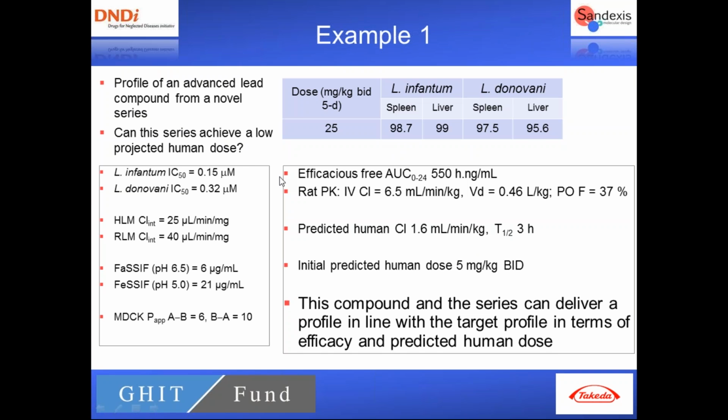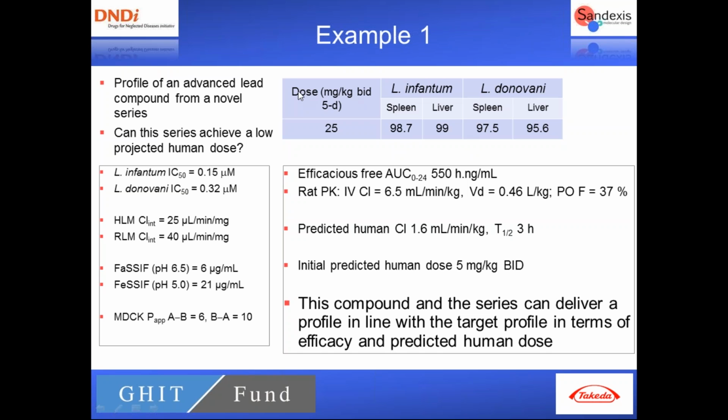The data that got us to this particular point was very potent in vitro activity against the 2 species of Leishmania parasites that we're interested in, so 150 to 300 nanomolar activity, good stability in vitro in terms of human liver microsomes and rat liver microsome stability, moderate stability in physiologically relevant media, so fasted and fed simulated gastric fluid at various pHs, and we've also checked in vitro permeability to make sure that we think the compounds are going to be reasonably permeable.